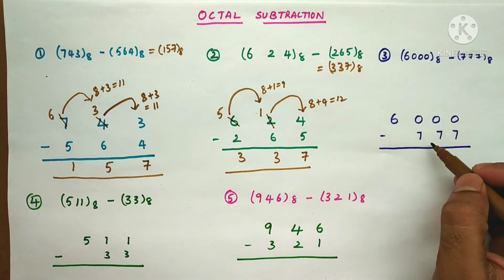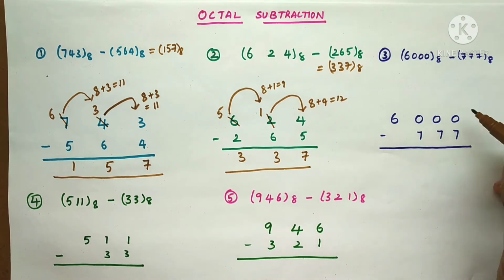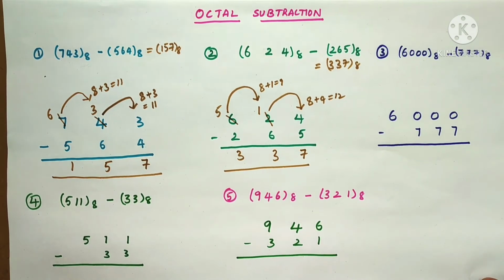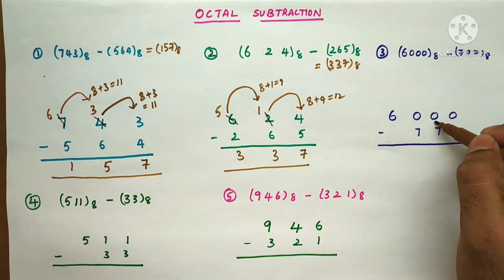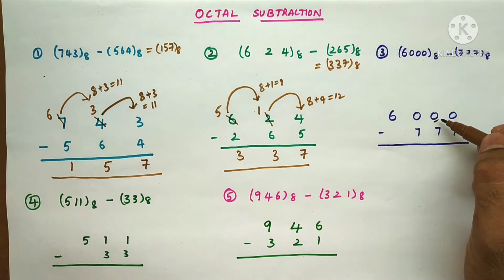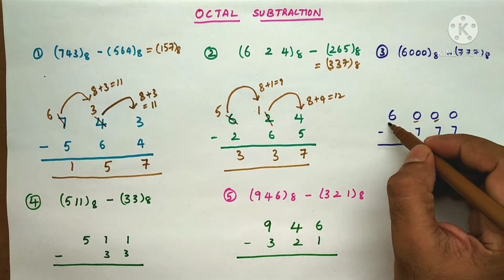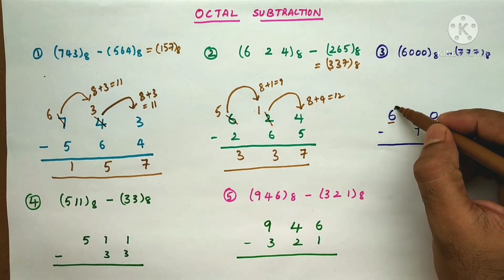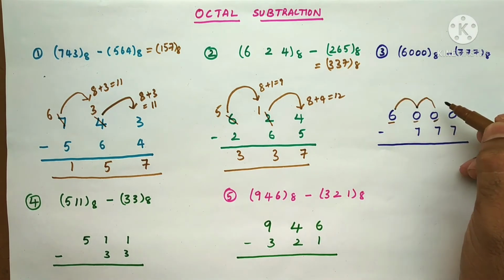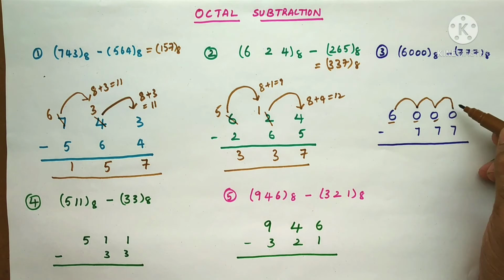6000 base 8 minus 777 base 8. So 0 minus 7. It's not possible. So we have to get borrow from here. తీసుకురాలేము. The value here is also 0. So we can't get borrow from here. We can't get borrow from here. We can get borrow from here. So from here to here and then to here and finally to this place.